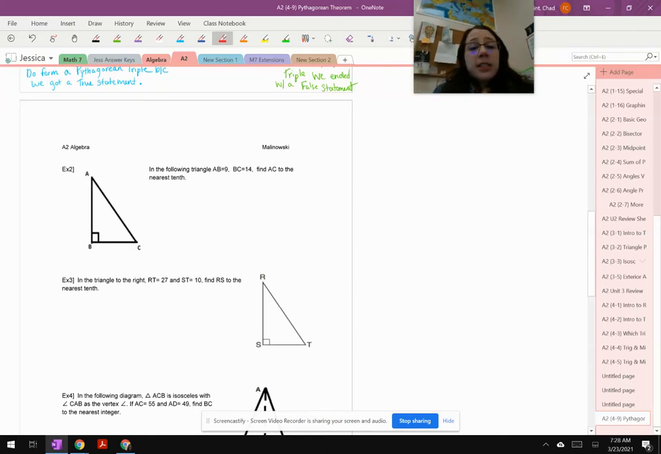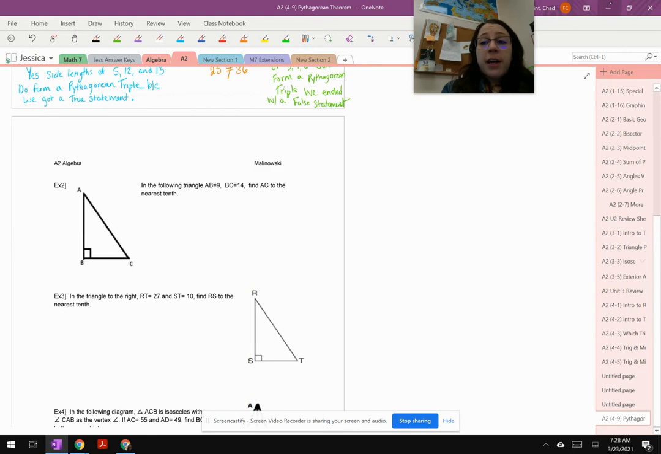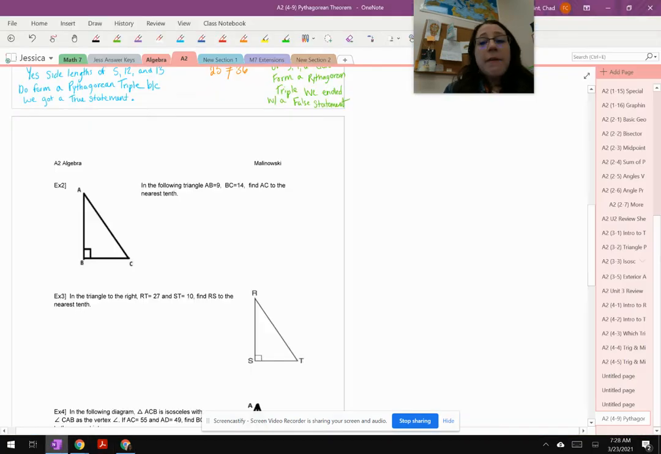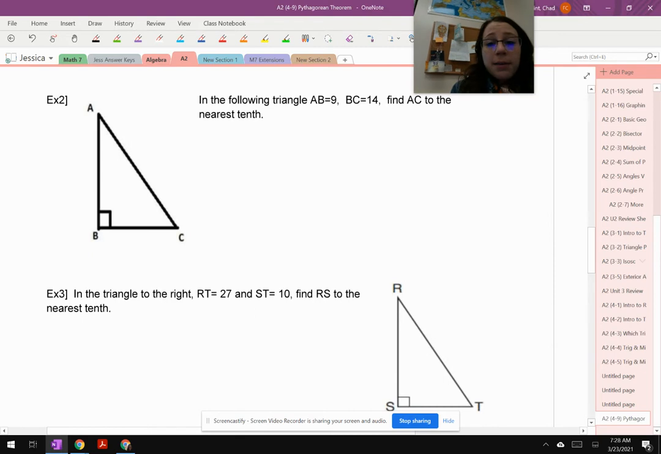Okay, so now we're going to look at example 2, where we use the Pythagorean theorem to find some missing sides. I'm just opening up the calculator so I have it when it loads. All right, example 2. In the following triangle, AB is equal to 9.